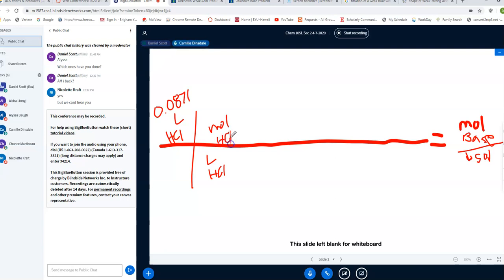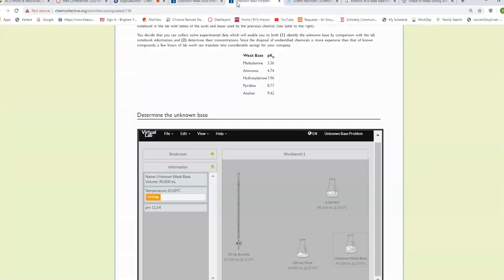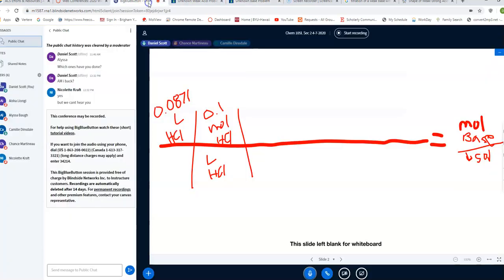Do we look at how much we use? What is it? 0.1 or 0.01? Yeah, that's the molarity of our acid. Okay, very good. Now we can go from moles of acid to moles of base, right?